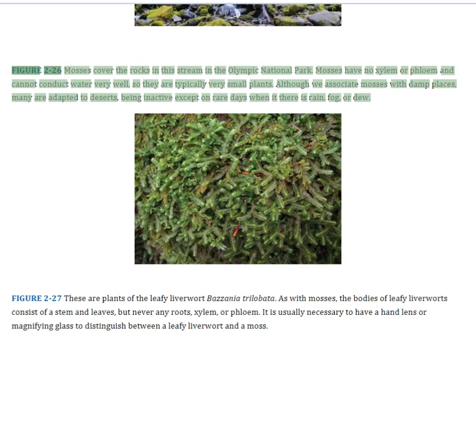Figure 2.26: Mosses cover the rocks in this stream in the Olympic National Park. Mosses have no xylem or phloem and cannot conduct water very well, so they are typically very small plants. Although we associate mosses with damp places, many are adapted to deserts, being inactive except on rare days when there is rain, fog, or dew.